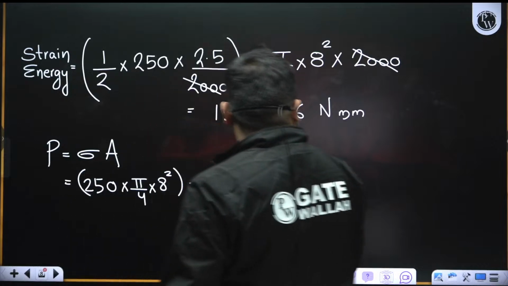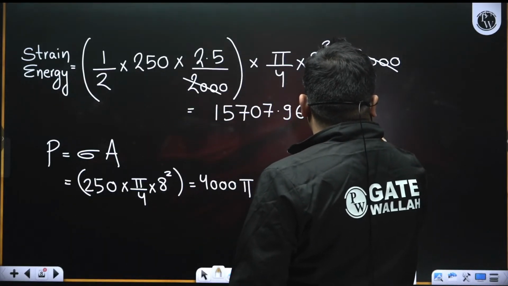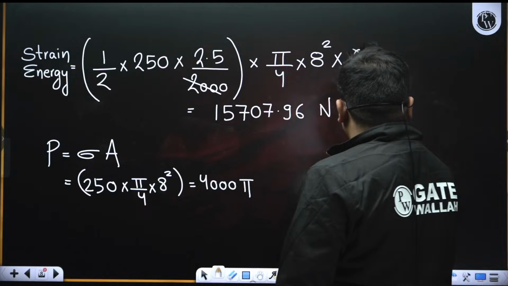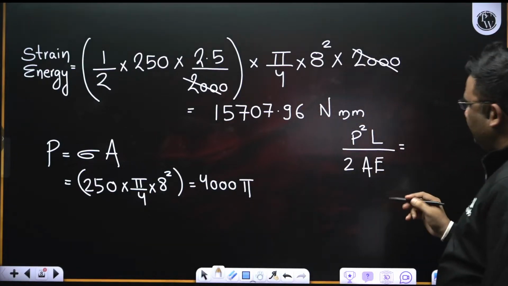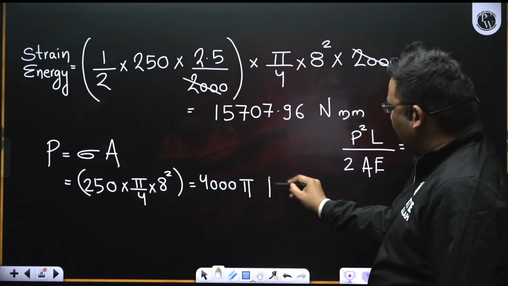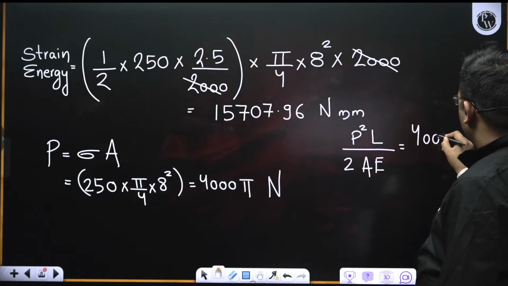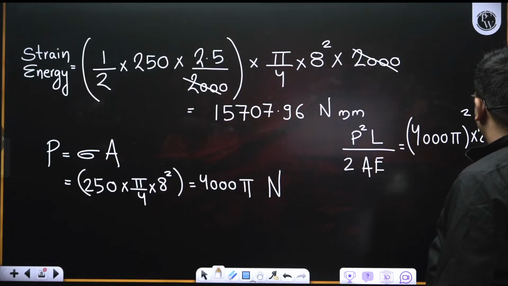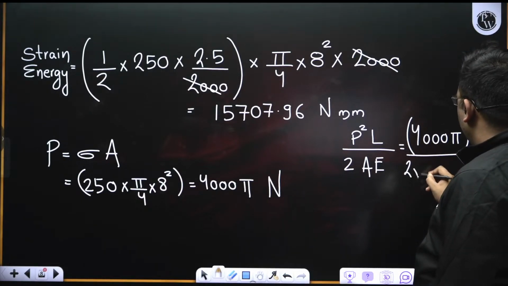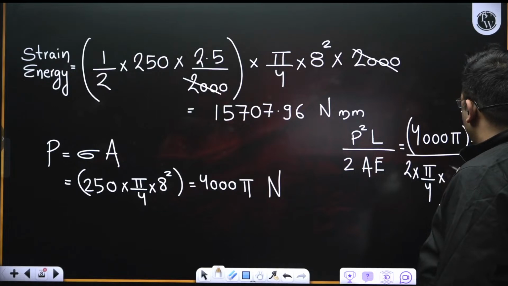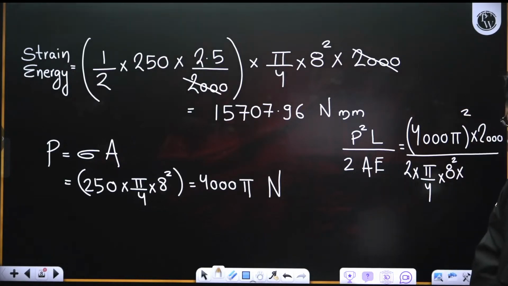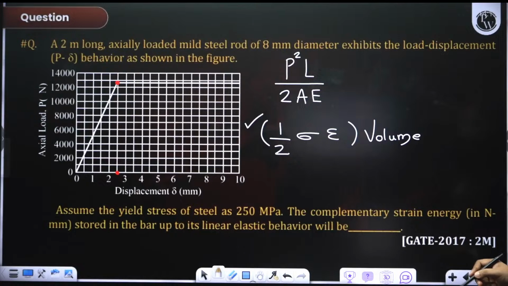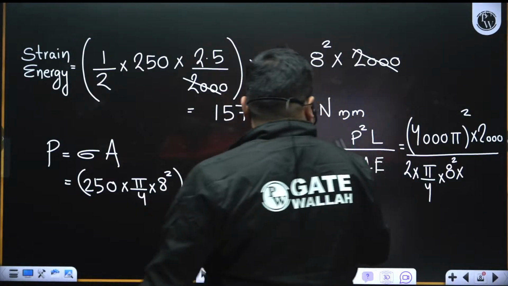So once I get the P, I can also find the energy using this formula, P square L by 2AE, right? P is in Newton, so directly I can put Newton here. So 4000 pi square into length 2 meters, so 2000, divided by 2, area is pi by 4 d square, and E is given to us. Okay, E is not required. We cannot use this formula. We can use this formula.